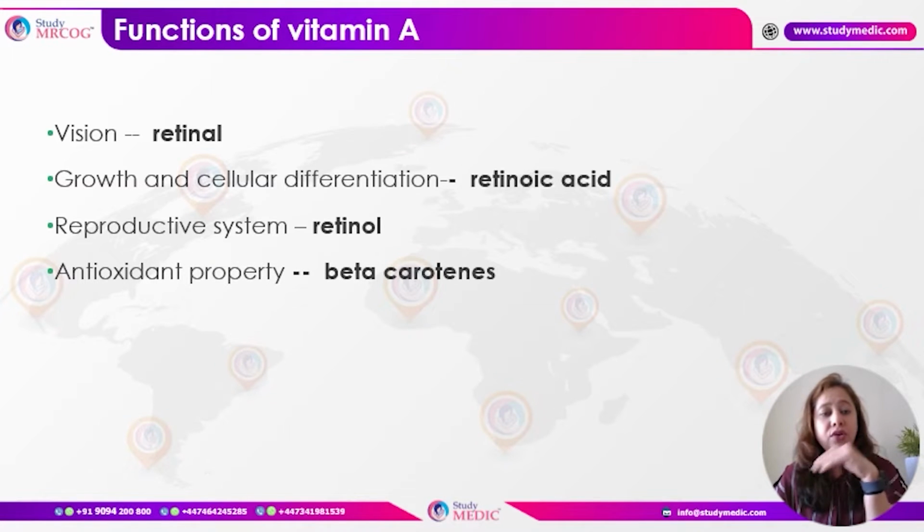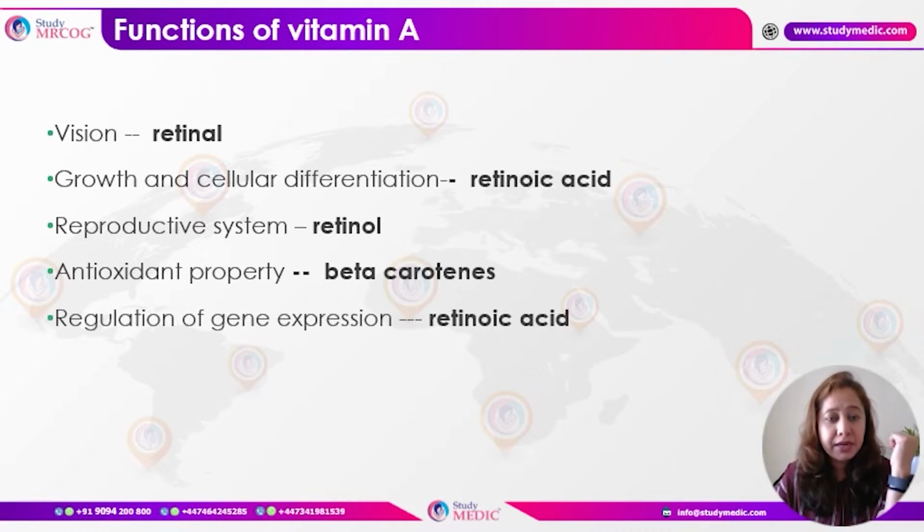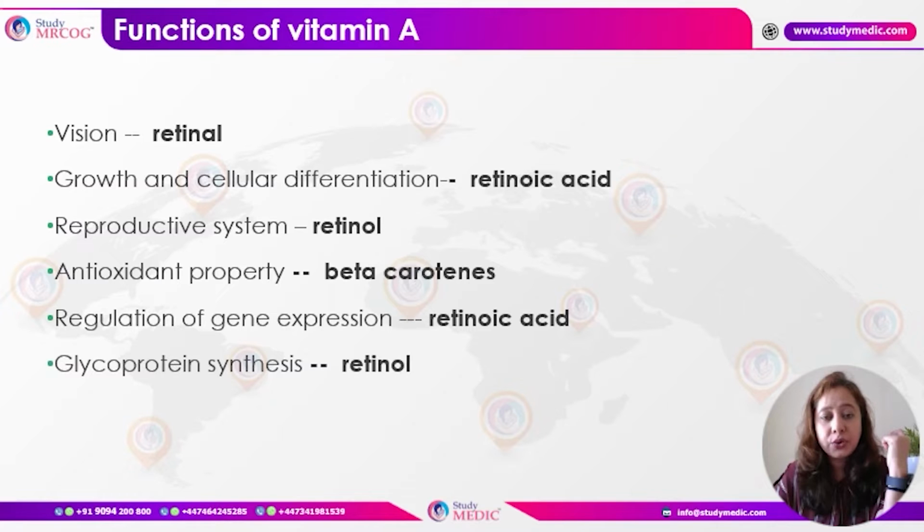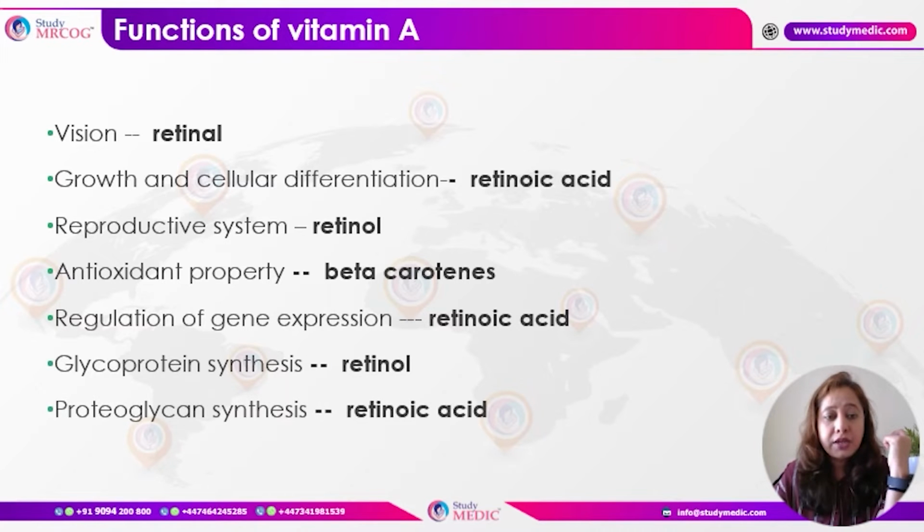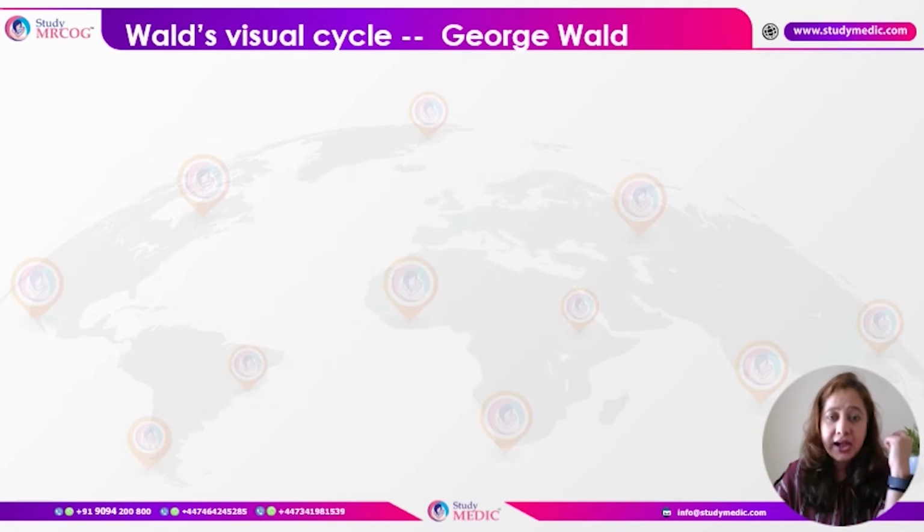And to take care of all the antioxidant properties, it is beta carotene. And for expressing the genes, the genetic expression is because of retinoic acid. The glycoprotein synthesis is because of retinol, and proteoglycan synthesis because of retinoic acid.